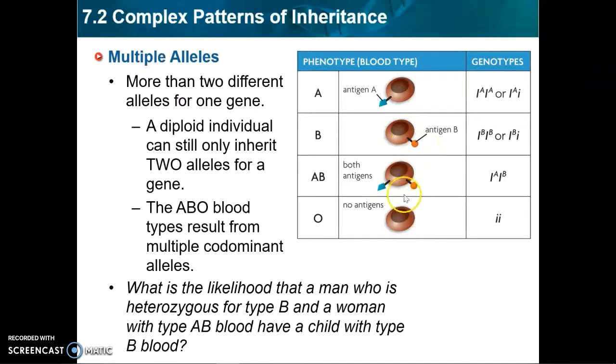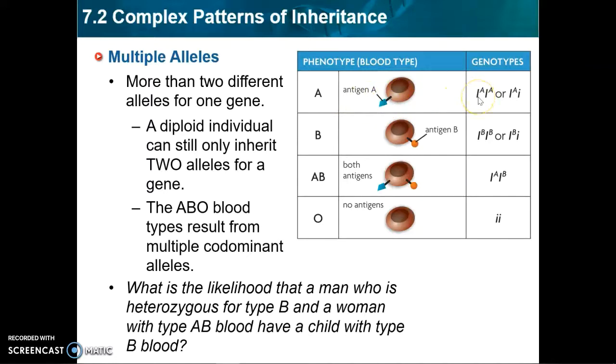And then it's possible to have both of them present on your cells at the same time, or it's possible to have none of them present on your cells. So these different antigens here are where the name of your blood type comes from. There is a type A blood, which means your blood cells will only have antigen of type A.